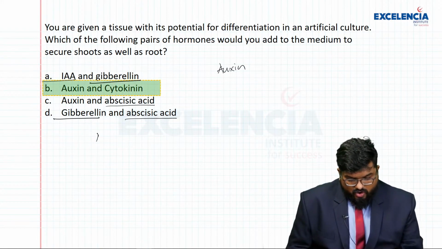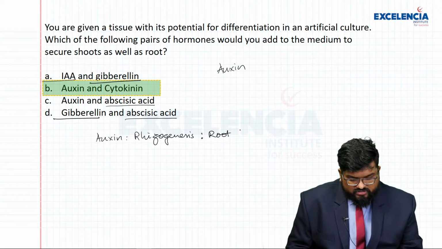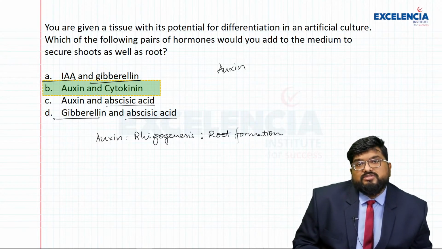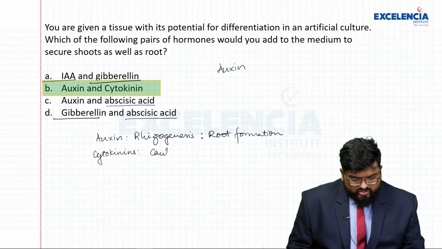Why? Because auxin is responsible for something which is called rhizogenesis. Rhizogenesis is what? Root formation. And then we have cytokinins, which are responsible for caulogenesis, that is shoot formation.